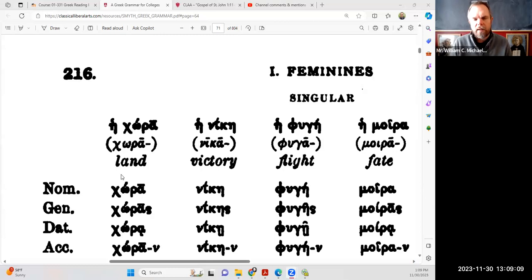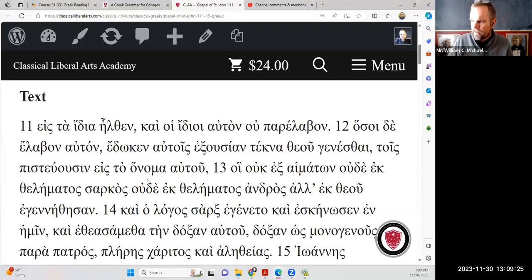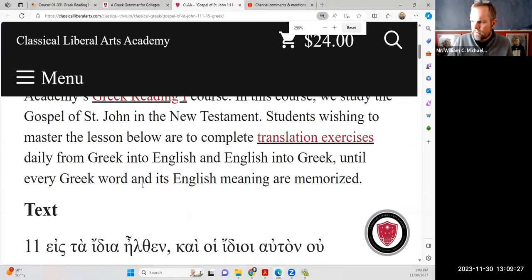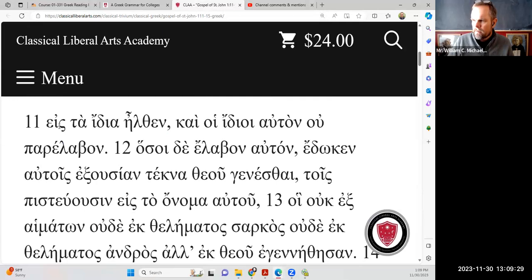So we say that they're declined. That means they have different forms. So in order for us to understand the language, we've got to learn these declensions. We've got to learn about all these different forms of words in Latin and Greek. So if I show you the text of our reading lesson, we can read this and we can use the lesson to tell us what the words mean. But you don't understand why they mean what they mean.